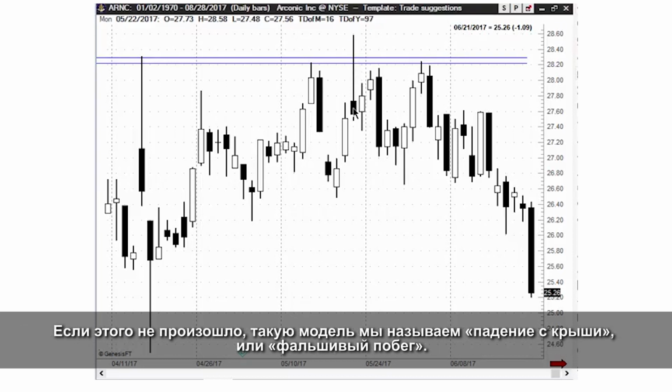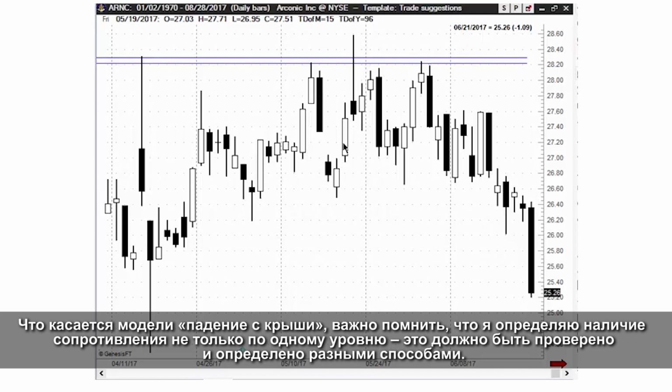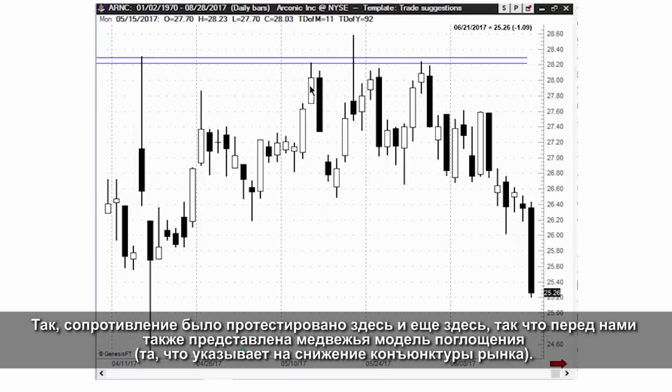By the fact it didn't, this is what we call a falling off the roof, or a false breakout. Now, for falling off the roof, it's important to keep in mind that I define resistance not just by one high, but it has to be multi-tested. So resistance was tested here and over here. Obviously, we had a bearish engulfing pattern here also.